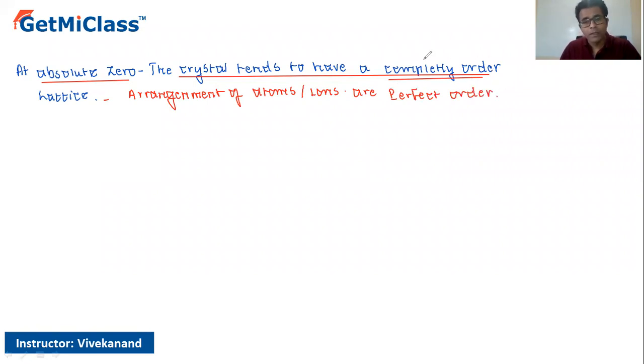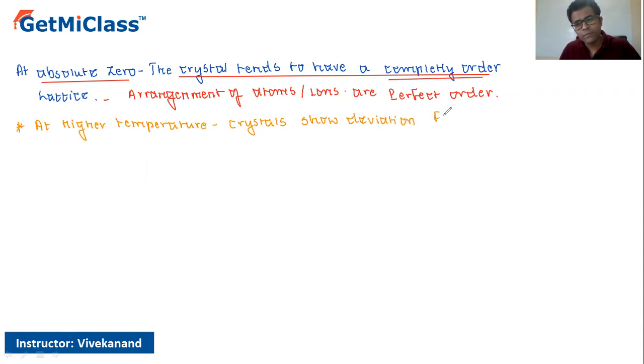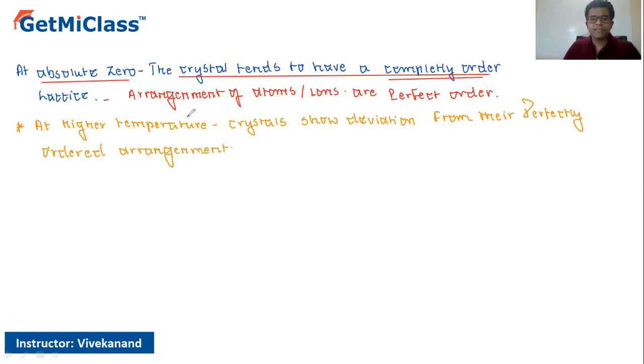Now, as the temperature increases, that is, at higher temperatures, they show certain deviation from this perfectly ordered system, right? So at the higher temperature, the crystals show deviations from their perfectly ordered arrangement. Now, this deviation is called the defect.